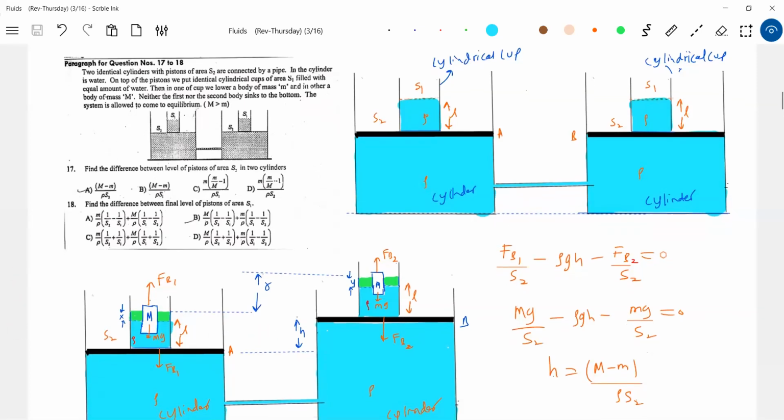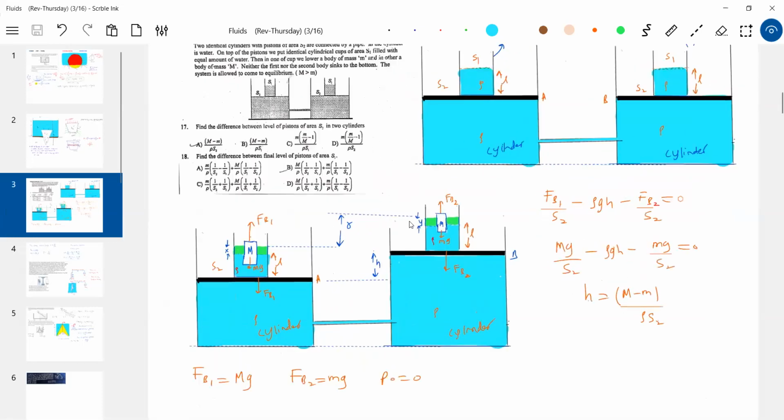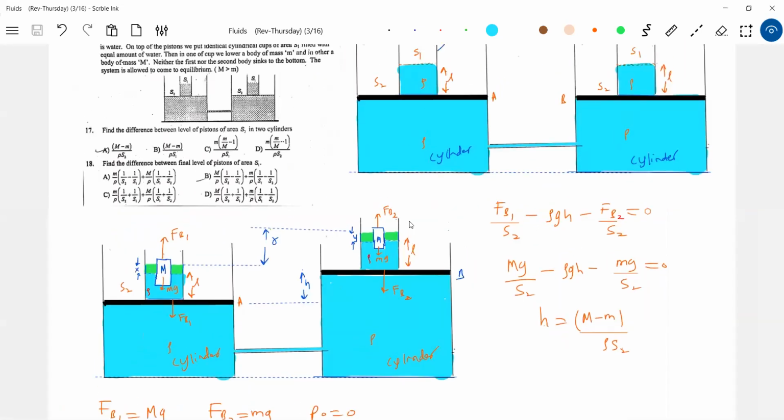Okay, read the question. I think this much is visible clearly.